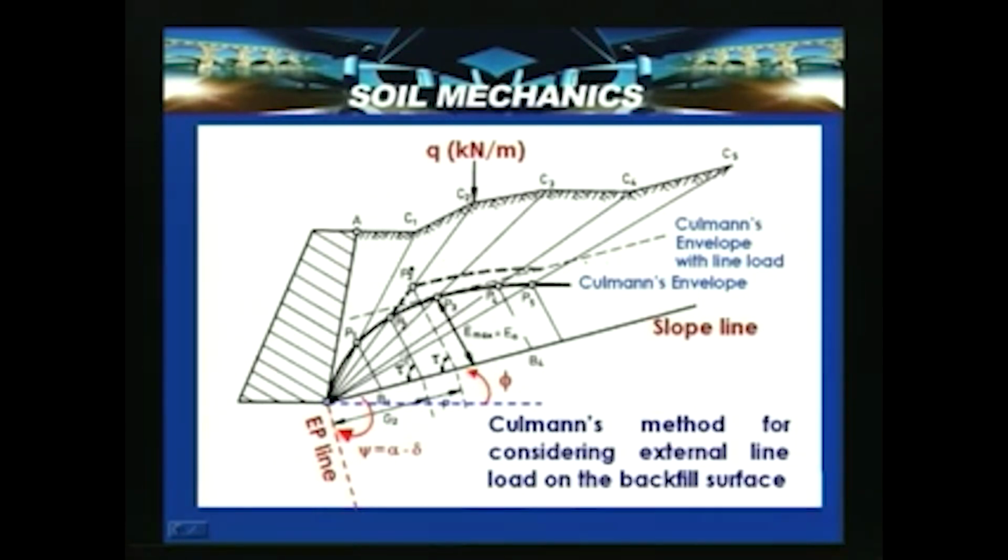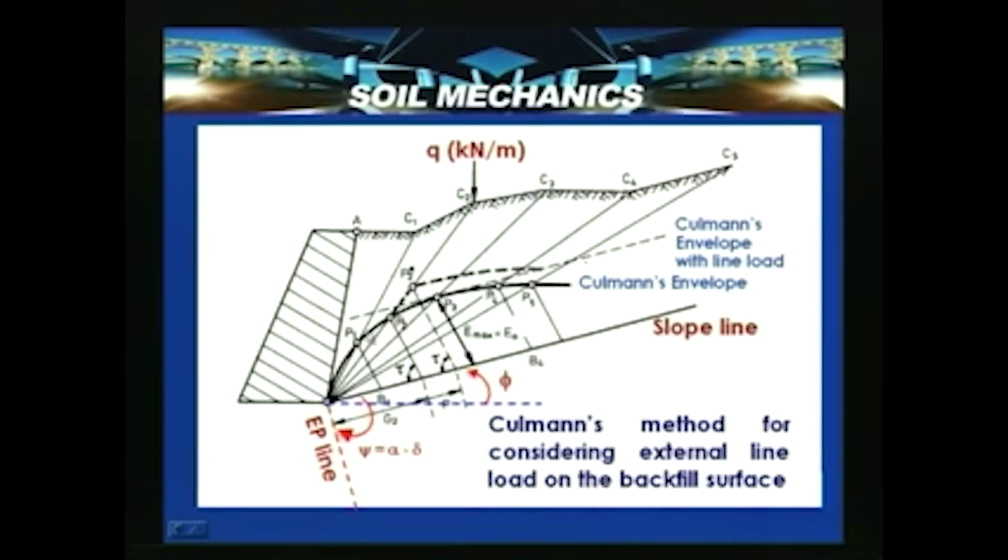Once after plotting, we need to draw a line parallel to the earth pressure line, and it should cut at the point where BC1 is, and that is the point P1 on the envelope. Similarly, P2, P3, P4, P5 can be identified, and the line joining P1, P2, P3, P4, P5 will give the Culmann's envelope.